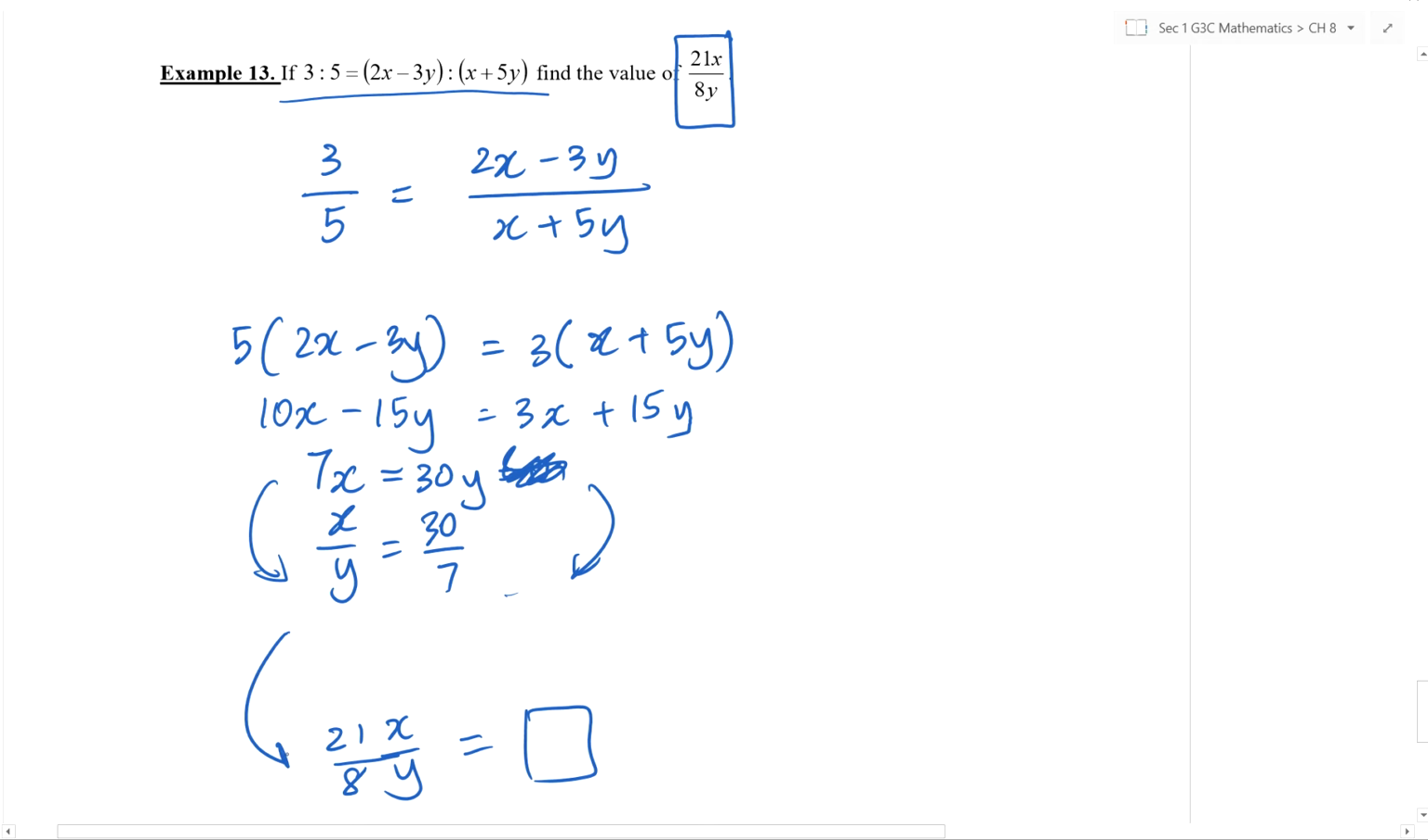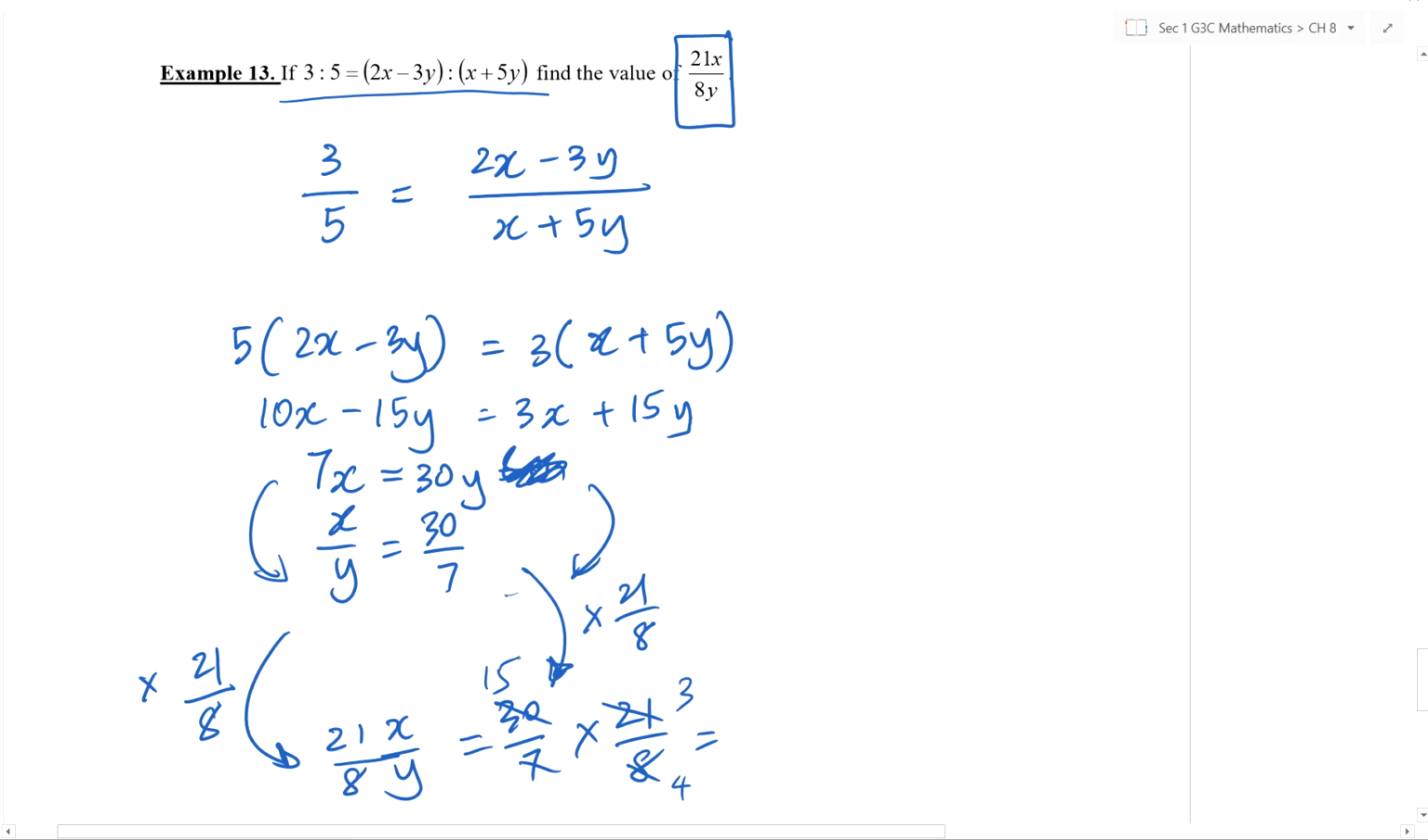I still haven't gotten 21x over 8y. I only have x over y. What should I do? Multiply by something. What should I multiply by? 21 over 8. X over y times 21 over 8, I get 21x over 8y. So on the other side, I also must times 21 over 8. Currently it is 30 over 7 times 21 over 8. Answer?